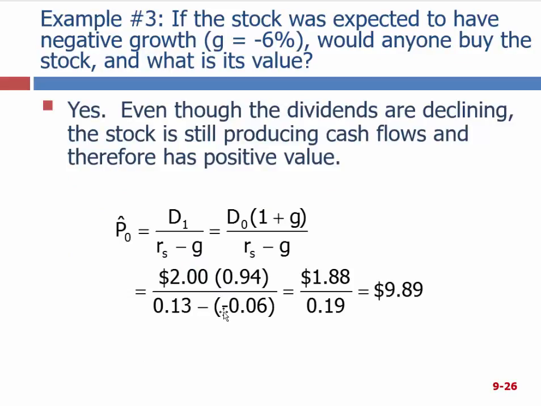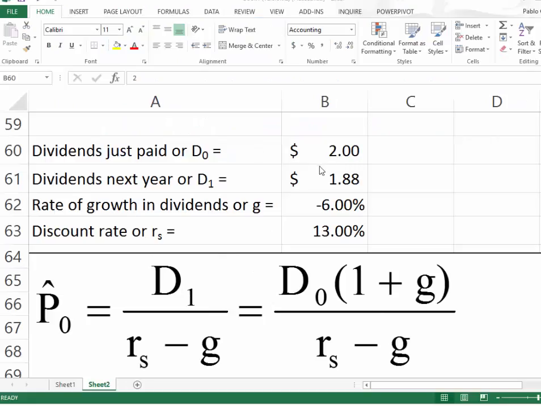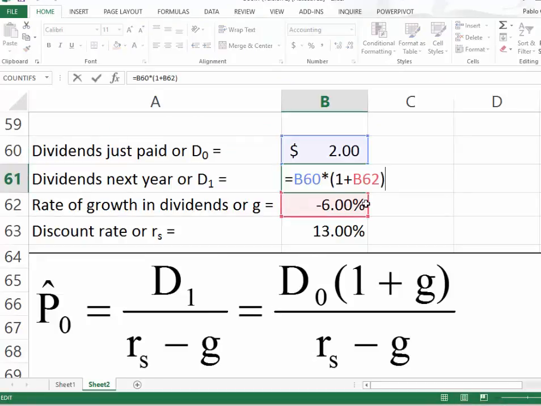Finally, the last case is we have a stock that is not growing. So does a stock that is not growing have any value? And I usually use the example of Sears. It's a stock that is dying or closing stores, and every year you have negative growth. Does it have value? Yes, it does, because it still has some assets. So this stock just paid a dividend of $2. Dividends next year will be 6% less because remember g is constant at a negative 6%. So every year 6% less in growth.